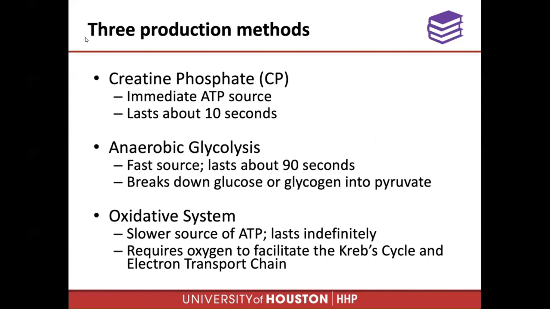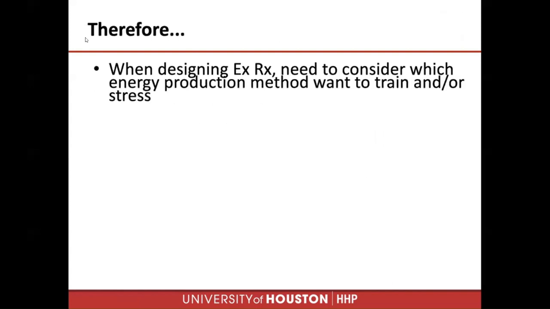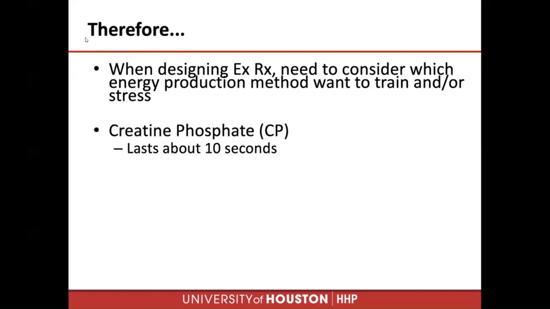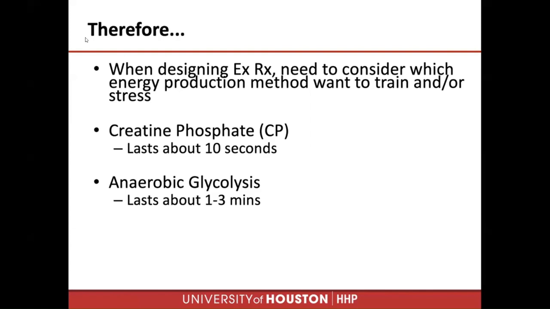So when we are doing our exercise prescriptions, our EXRX, we need to consider which energy production method we want to train and/or stress. For example, with the creatine phosphate system and exercise training, that system is going to last no longer than 10 seconds. Exercises training anaerobic glycolysis are going to be a little lower intensity, and they last about 1 to 3 minutes. And if we're training our oxidative system, it's going to be even lower intensity because this is a slower source of ATP.